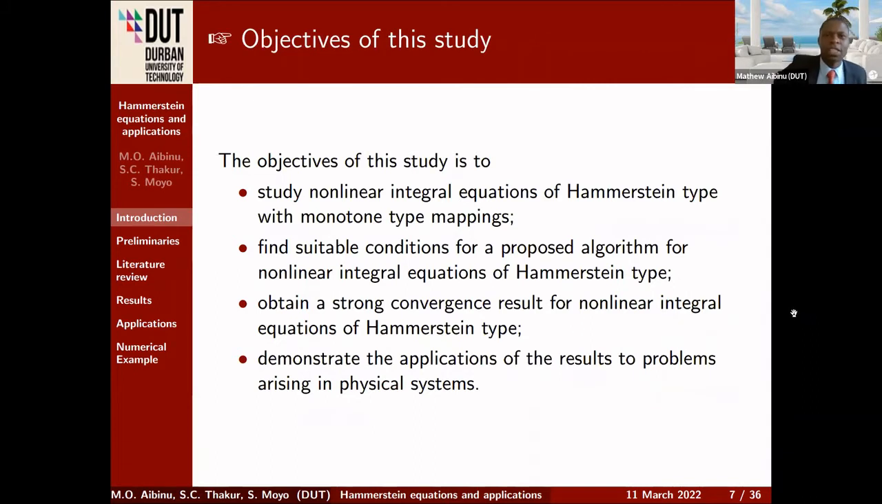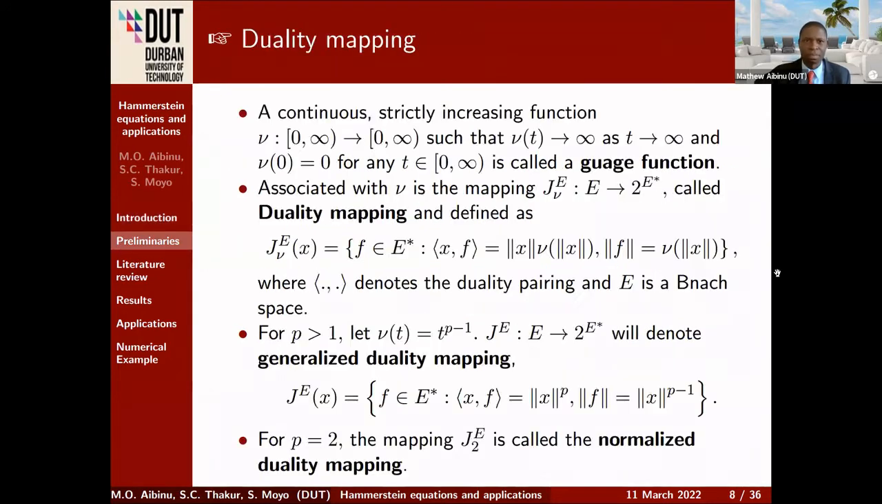The objectives of this study are to study integral equations of Hammerstein type with monotone type mappings, to find suitable conditions for a proposed algorithm for nonlinear integral equation of Hammerstein type, to obtain a strong convergence result for nonlinear integral equation of Hammerstein type, and, the fourth one, to demonstrate the application of the results to problems arising in physical systems.